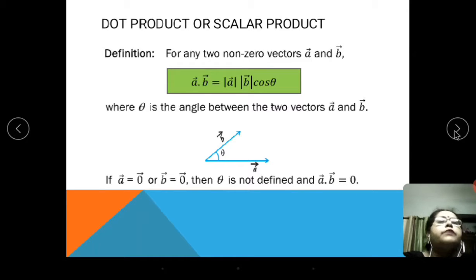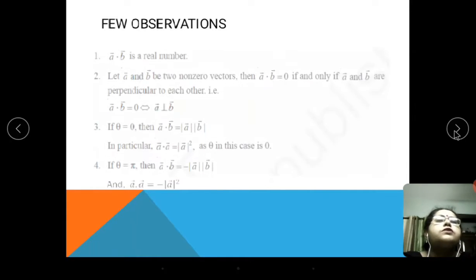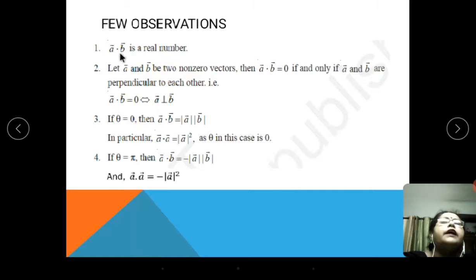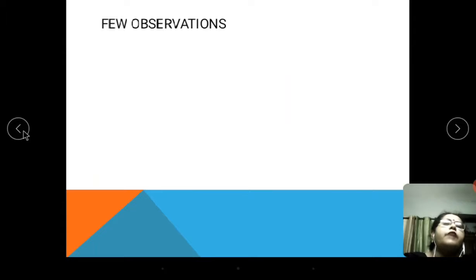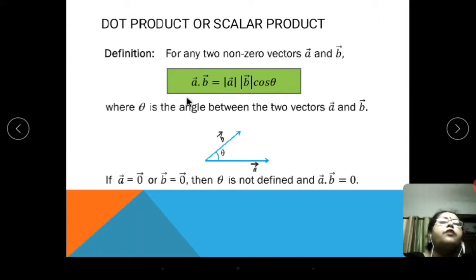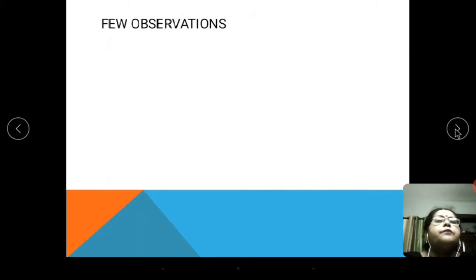Now from this definition, we will make a few observations. The first observation is that a dot b is a real number. I hope we have understood this clearly from the definition, because mod a and mod b are the lengths of the vectors, real numbers, and cosine theta is also a real number. There is no vector associated on the right hand side. So very clearly a dot b is a real number.